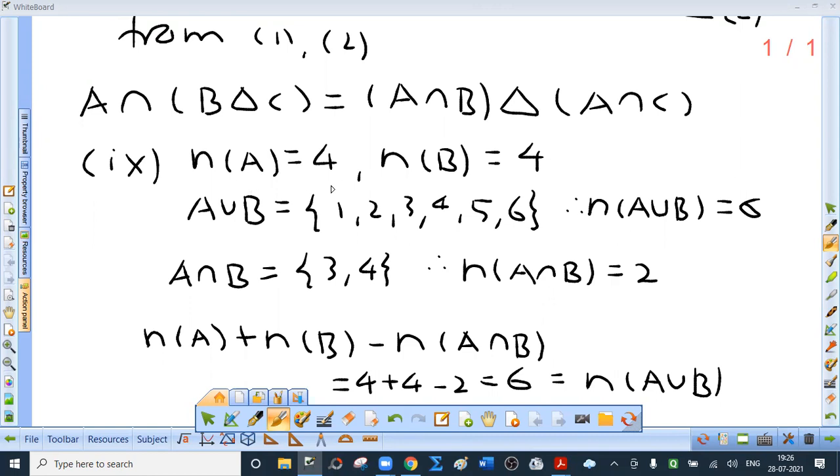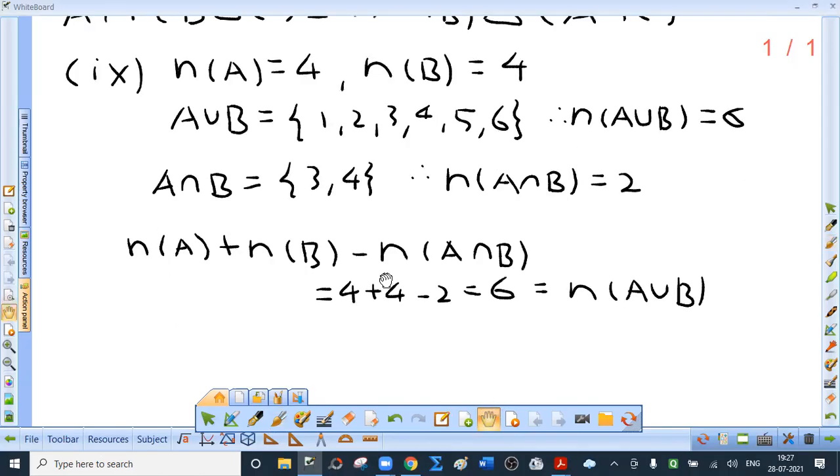Now ninth one. n of A is 4, n of B is 4. Don't say n of A union B is 8, because one element is to be considered once only. See, A union B has 6 elements, so n of A union B is 6. What is A intersection B? 3, 4. So n of A intersection B is 2. So n(A) plus n(B) minus n of A intersection B: 4 plus 4 minus 2, that is 6, which is nothing but n of A union B.